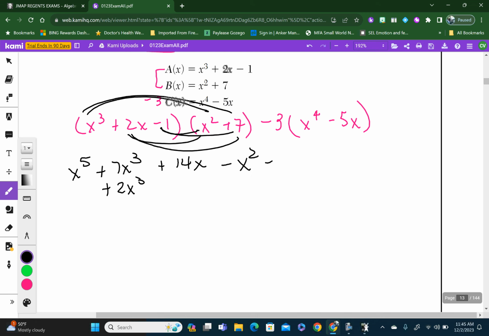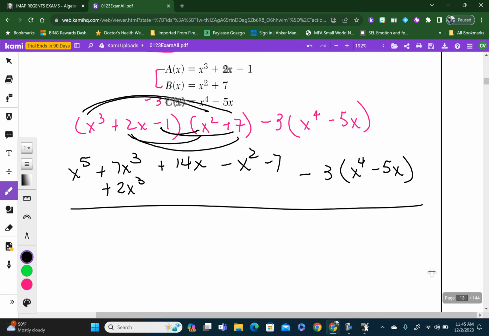Okay. So now I'm just going to rewrite the rest of it. So minus 3 parentheses x to the fourth minus 5x. That way I don't get stuck. So I'm going to combine some like terms. If you wanted to distribute this, you could have. Some of you might feel more comfortable doing that. I just try not to skip steps, but negative 3 times x to the fourth is negative 3x to the fourth, and negative 3 times negative 5x is positive 15x.